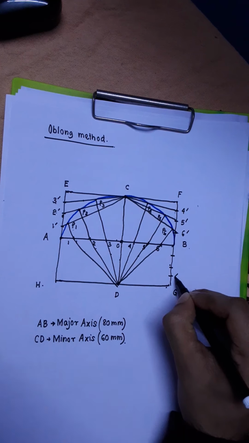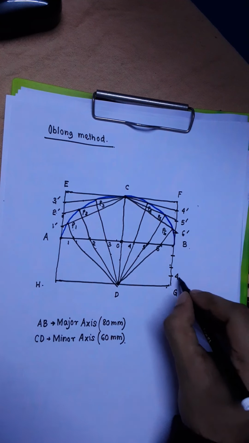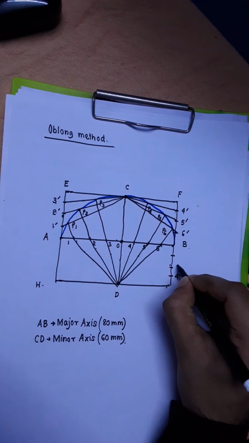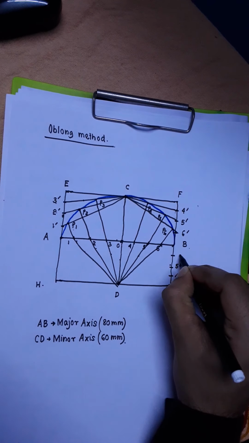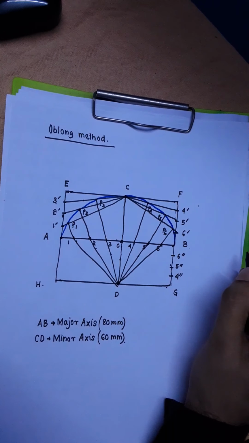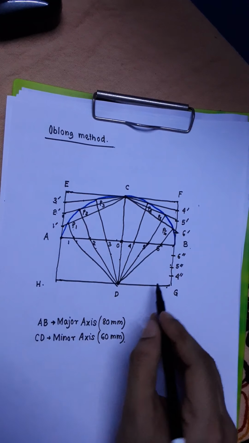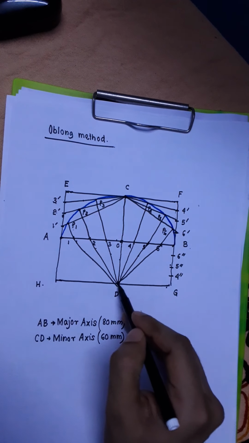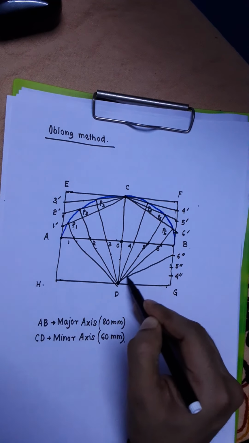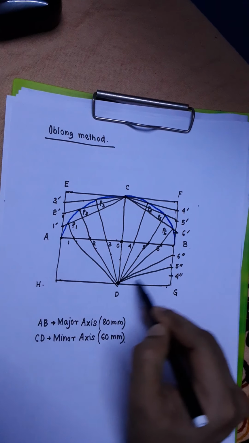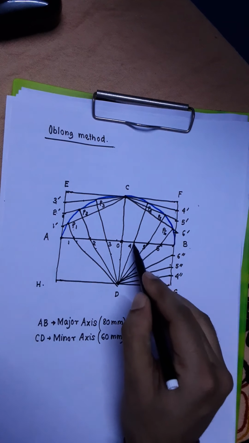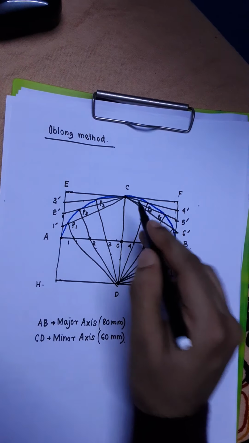And this is 4 dashed, 5 dashed, 6 dashed. So it is better to call this 4 double dashed, 5 double dashed and 6 double dashed. Okay. And these 3 points you join with this one. And these 3 points now should be joined with the point C.